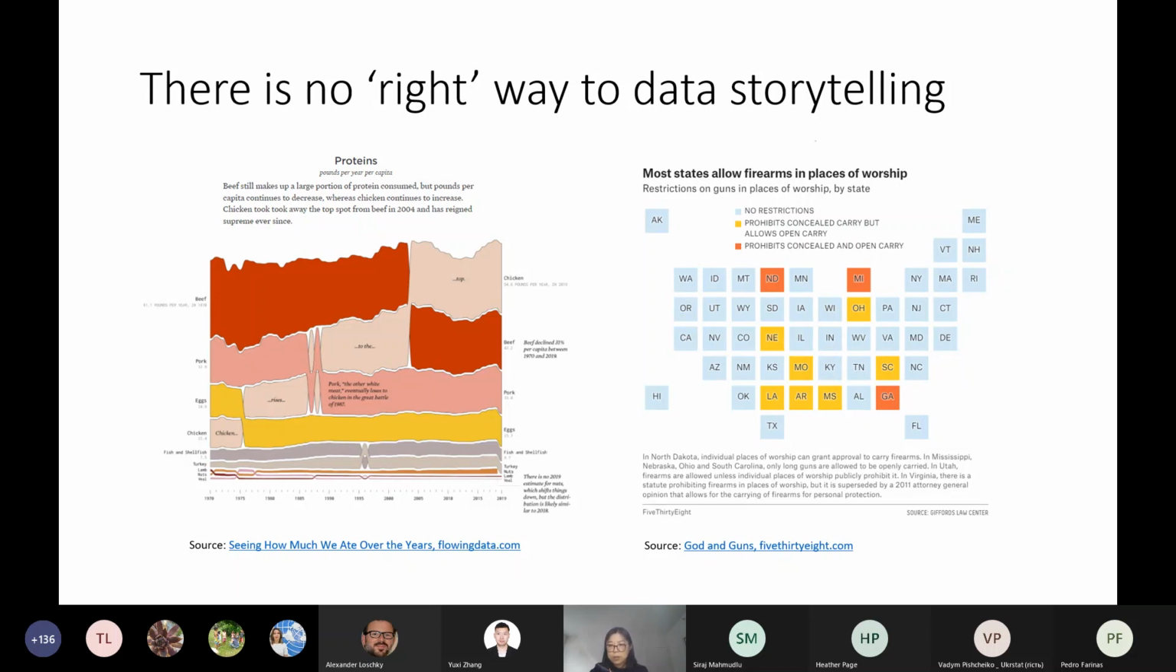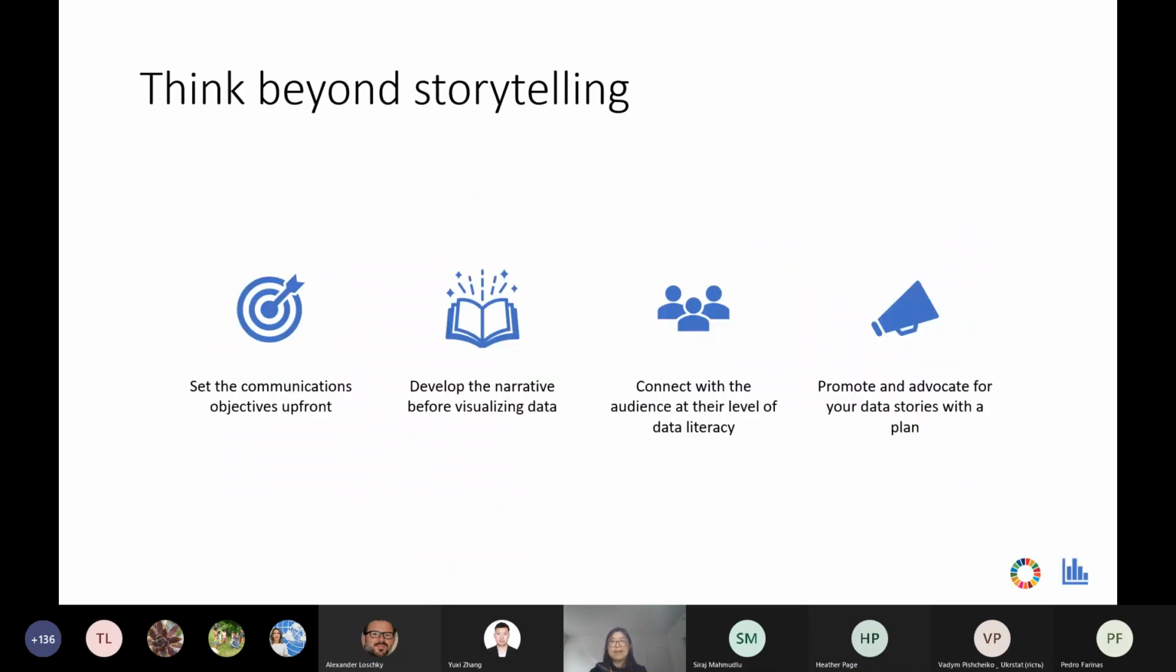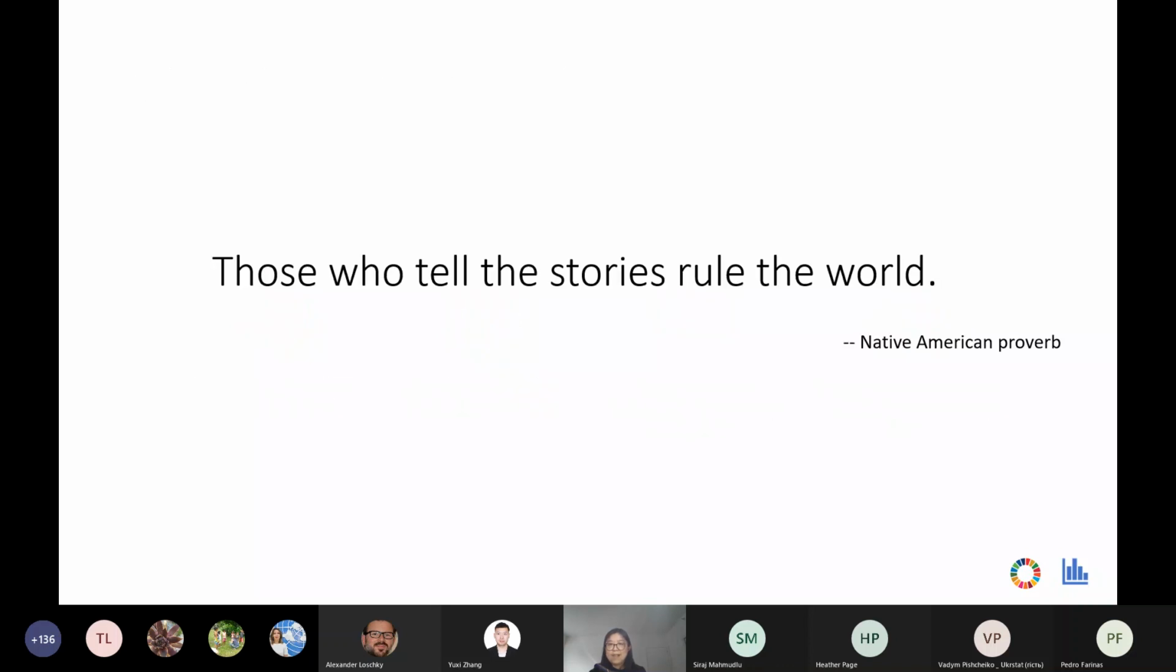I would encourage you to be creative and to be open-minded. It's going to help you in data storytelling, in SDG reporting. And I would encourage you to think beyond data storytelling, to get your communications strategies and plans upfront early, and then get ready for all the fun.